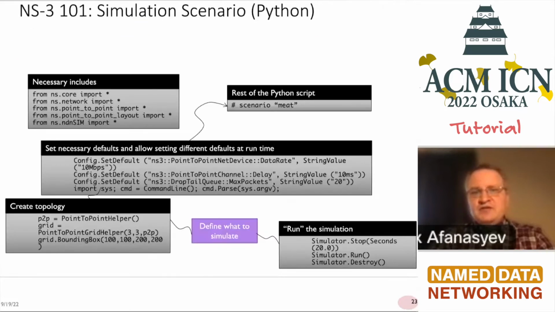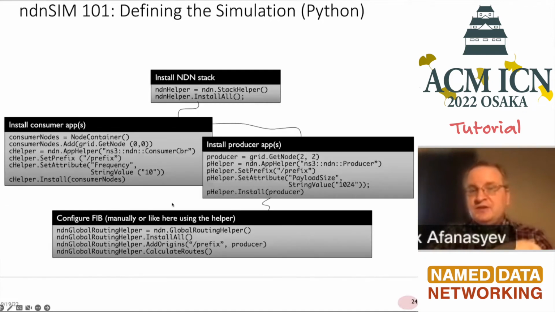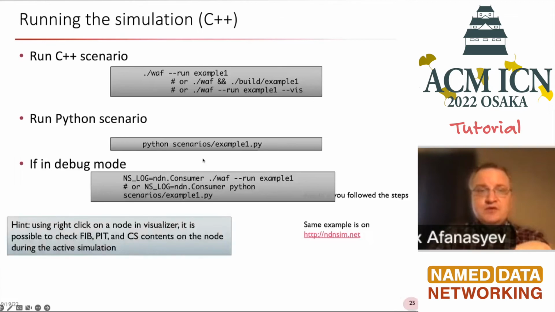I'm not going to talk about the Python bindings, but if you have access to the slide deck later, you can see that if the thing can be supported in Python, the code is literally the same. We have a slightly different syntax for the inclusion, but you still include the core, network, point-to-point layout, and ndnSIM. You do very similar configuration of the default parameters, creating a grid, and running the simulation scenario. This would be almost a one-to-one correspondence, again, if that's supported, because it's not really supported for all cases.